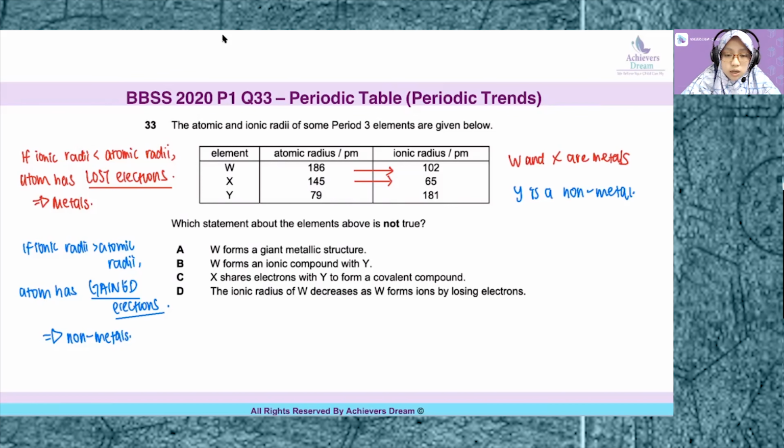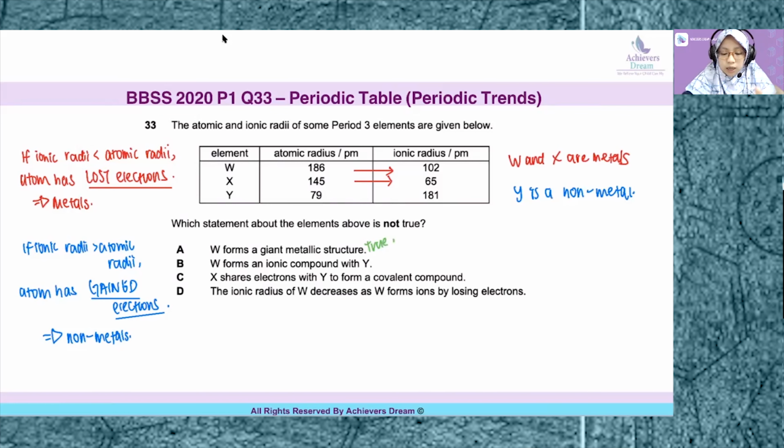Which statement about the elements above is not true? Whenever you see a question that asks you to choose a statement that is false, or a statement that is true, it gets rather confusing. So please write at the end of each statement whether it is true or not. Statement A: W forms a giant metallic structure. This is true because we have already determined that W is a metal.